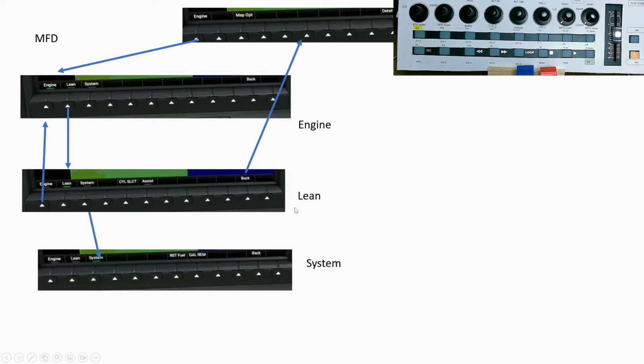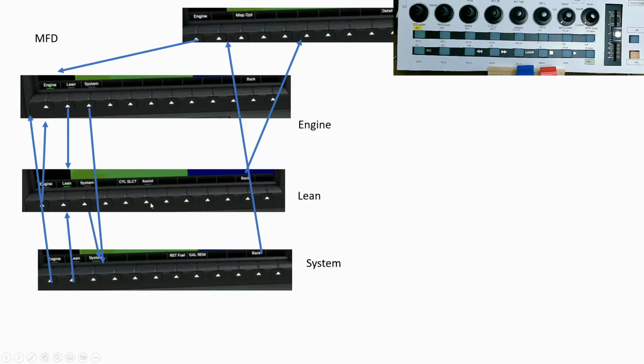System takes us down to the system here. But so does that take us to the system. Pressing the engine here takes us back into the engine system. Pressing lean here takes us back into lean. So that's relatively easy to sort out. And then the back takes us all the way to the back.